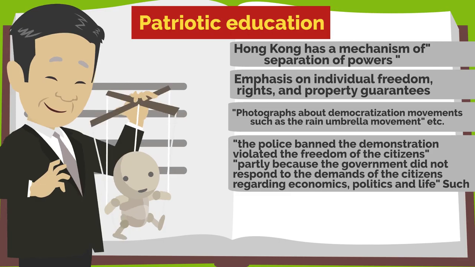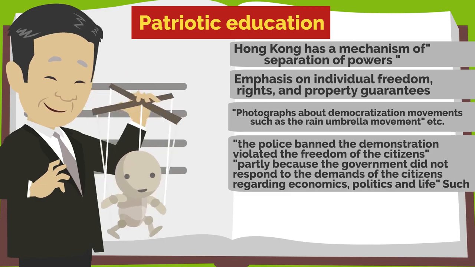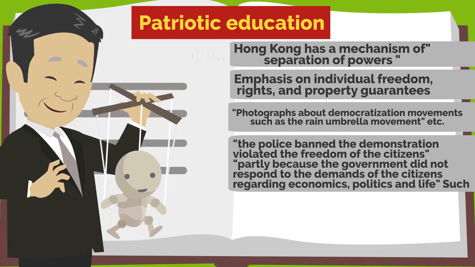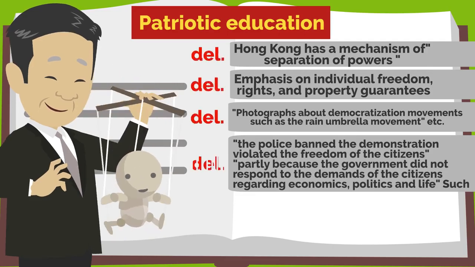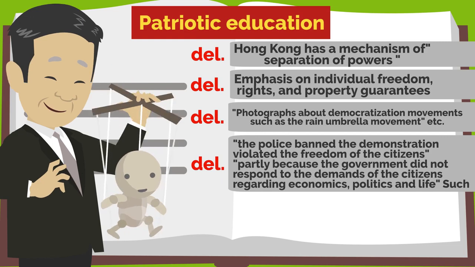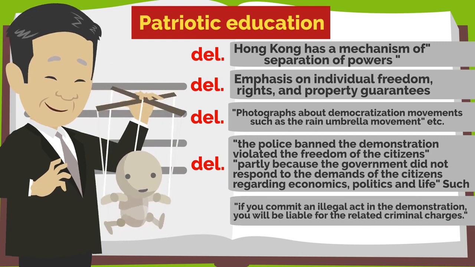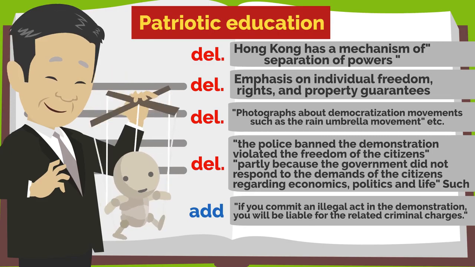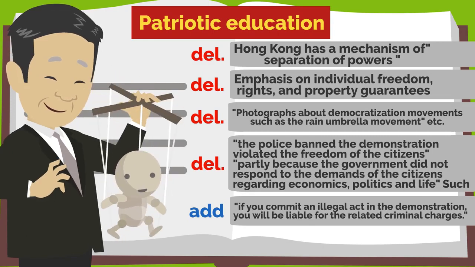The descriptions, such as that the police banning the demonstration violated the freedom of the citizens, and partly because the government did not respond to the citizens' demands regarding economics, politics and life, have been deleted. However, instead, a statement was added that if you commit an illegal act in the demonstration, you will be liable for the related criminal charges.